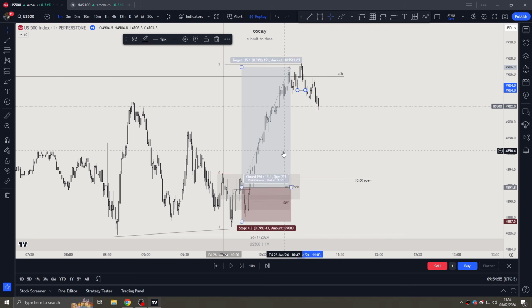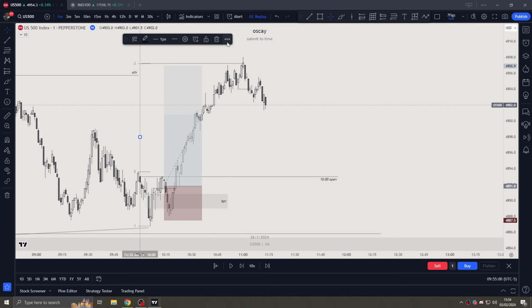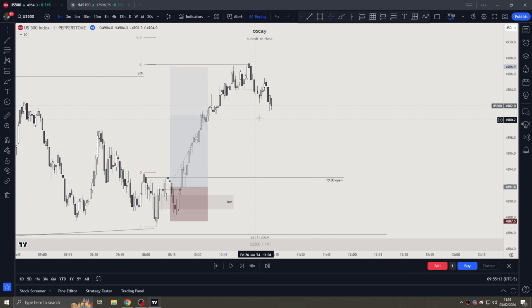As you guys can see right here, let me remove this fluff. Remove the 10 o'clock open. Let me show you guys the 4-hour candle. Look how beautiful it is. Open, low, high. And it didn't close right there, but still, this is how you want to trade, with this logic behind it.